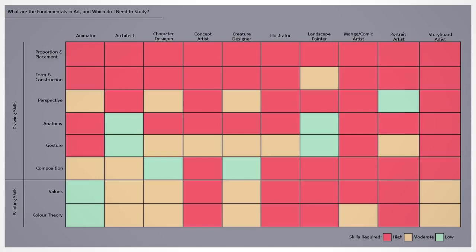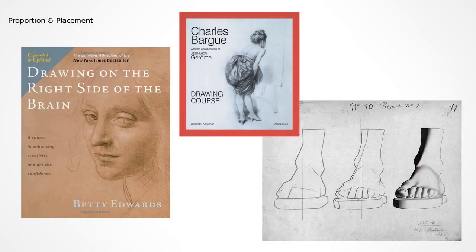So I want to go over in more detail now each one of the fundamentals and what they are, and how to learn them. So the first one, and the most important one in my opinion, is proportion and placement. Now these following ones are all going to be what I consider to be drawing. So when I say drawing, I'm not just talking about, well, you get a pencil or a pen and you're drawing lines and things. To me, drawing is this stuff.